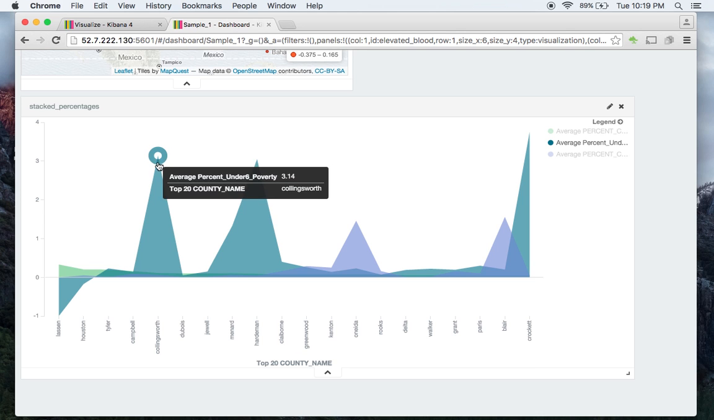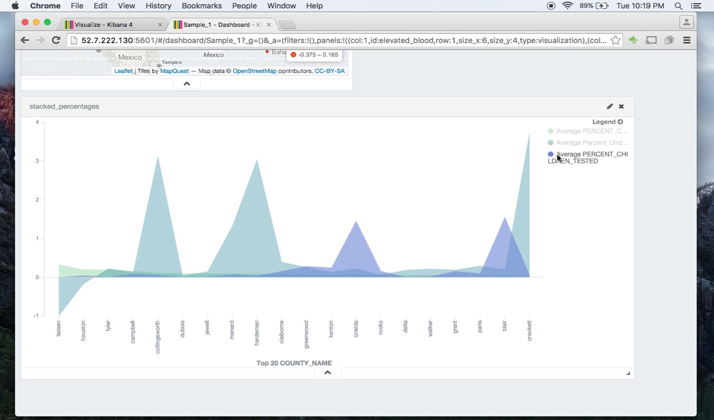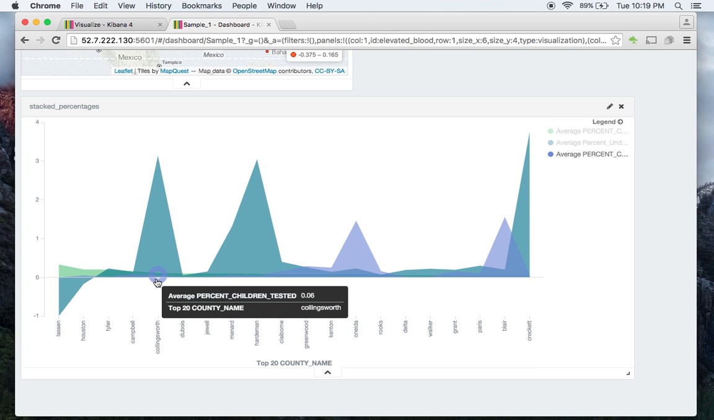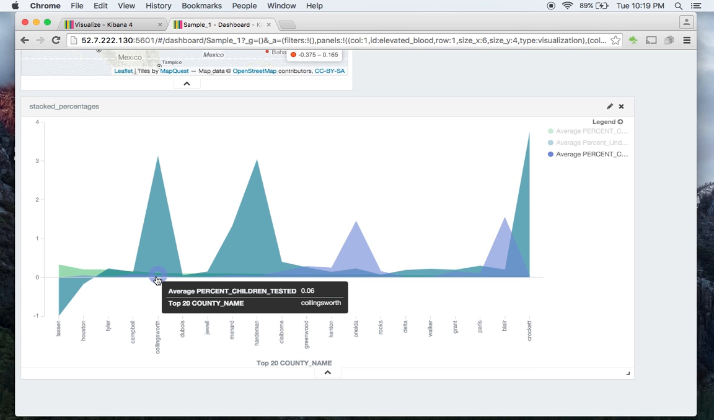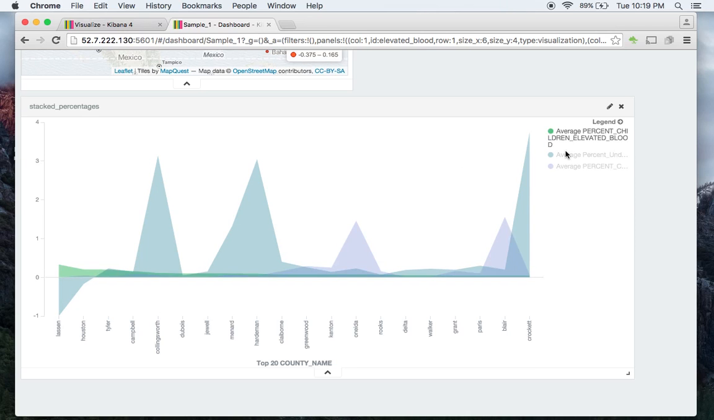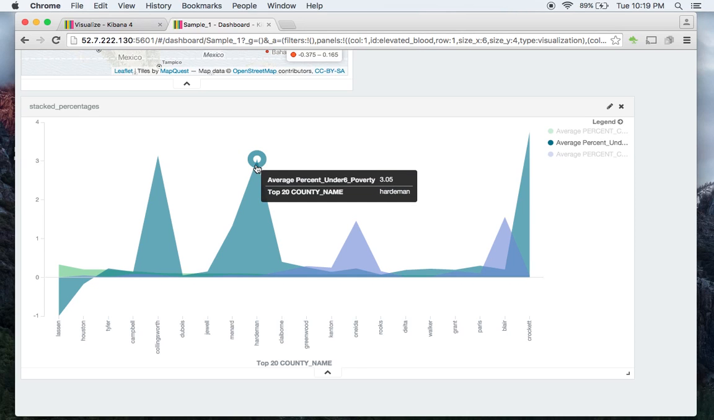This tells me the percent of children under 6 who are living in poverty. But if you can see here, let me just highlight the children tested for Collingsworth. The percent of children with high blood lead levels are actually tested well, because you see the green and the purple area collide very near to each other. So the government is pretty responsive, especially to the areas that have a low income level.